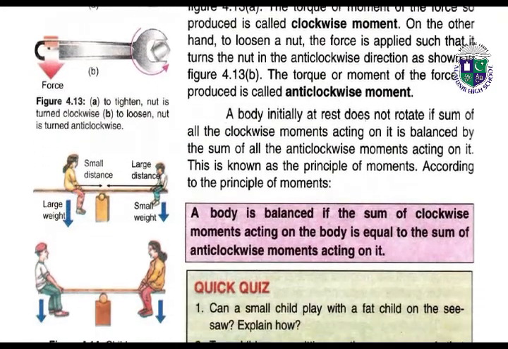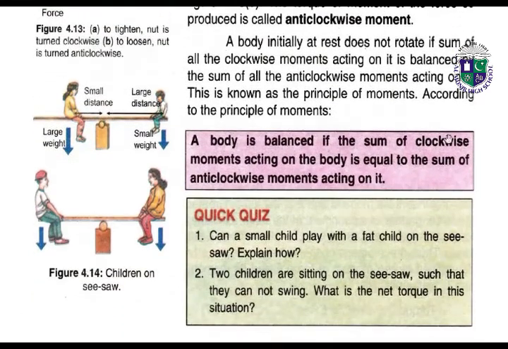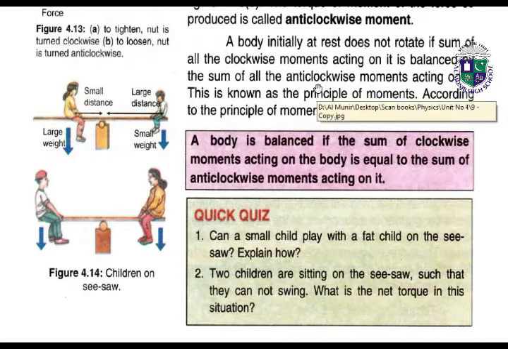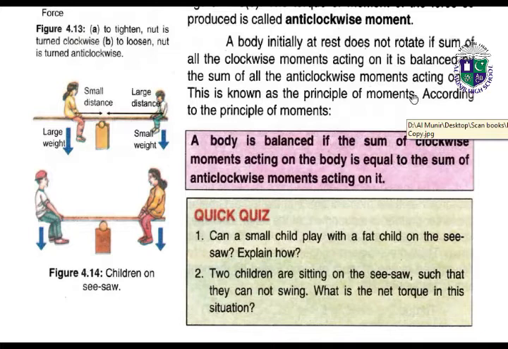A body initially at rest does not rotate. When a body is at rest, it does not rotate and shows no movement. If the sum of all the clockwise moments acting on it is balanced by the sum of all the anti-clockwise moments acting on it, this is known as the principle of moments. So when the clockwise and anti-clockwise moments acting on a body are equal, it means that it is the principle of moments.